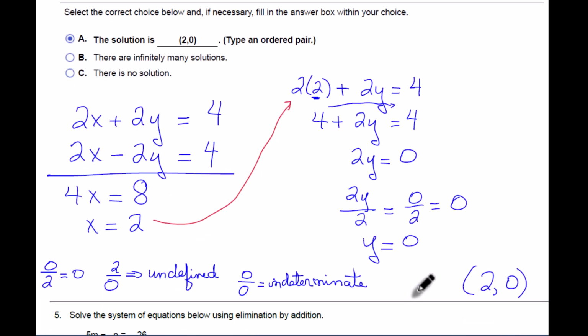Now, just to refresh our memory, 0 over something not 0 is 0. And if I have 0 in the bottom part, that's really bad. It's undefined. Even worse if I've got 0 over 0. That is called indeterminate.